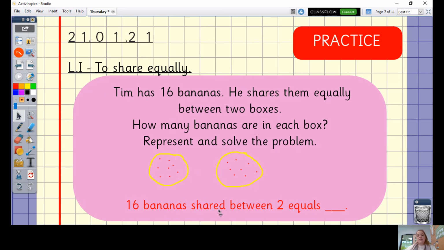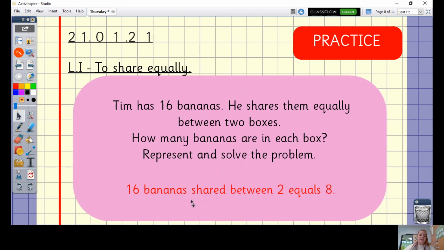So 16 bananas shared between 2. What does that equal? That equals 8. So 16 bananas shared between 2 equals 8. Well done if that was what you found.